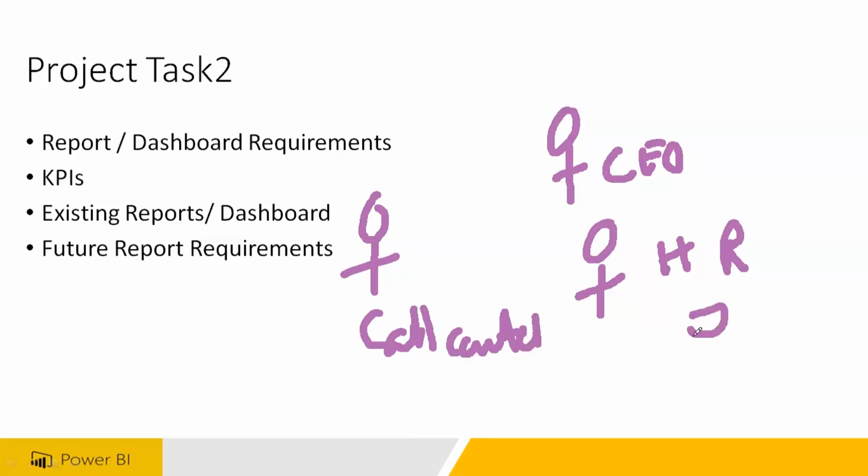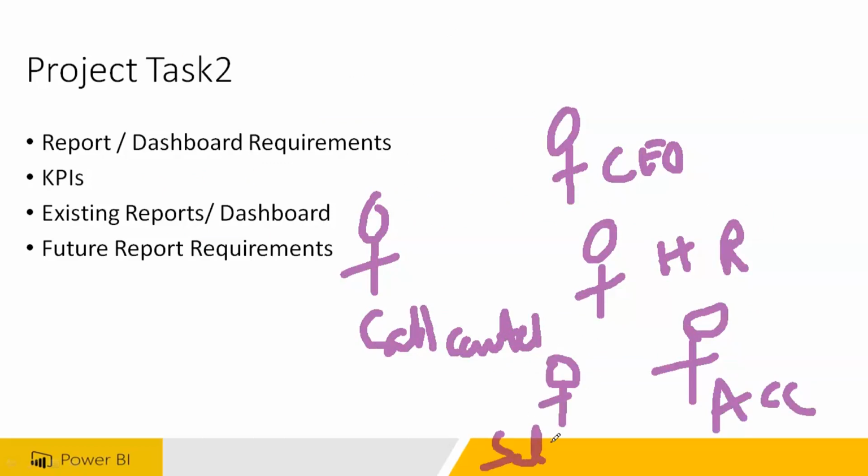There is an accounts team, account leads will be there, an account head will be there. There is a sales manager, a sales team will be there. So they wanted to see different data, right? CEO wanted to see different data, HR manager wanted to see different data, accounts manager wanted to see different data, sales manager wanted to see different data. Call center means people are taking the calls, and they are giving you the complete data, and they wanted to see the complete data.